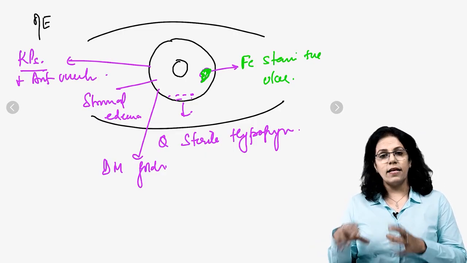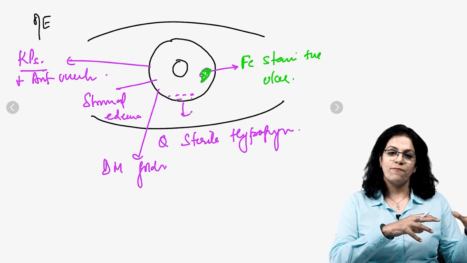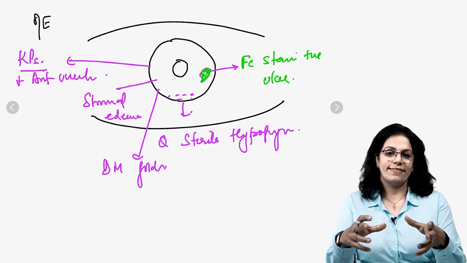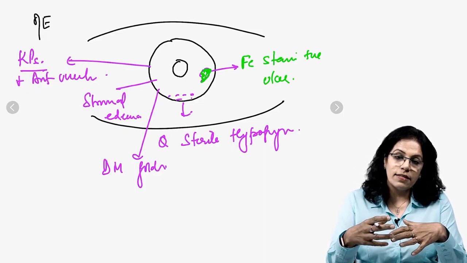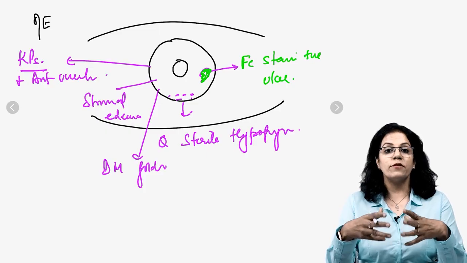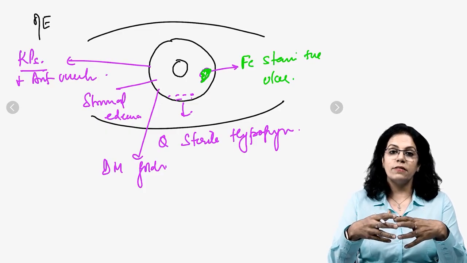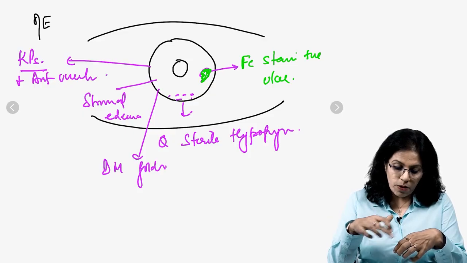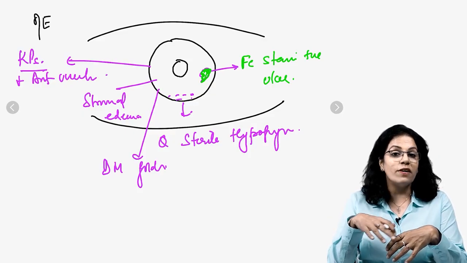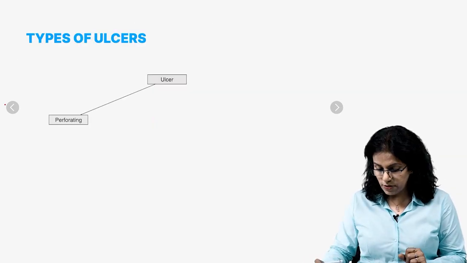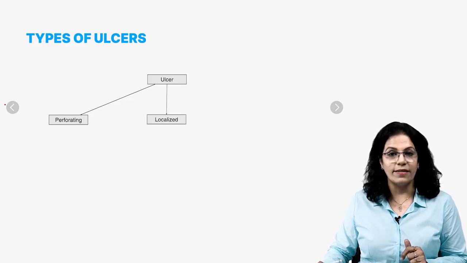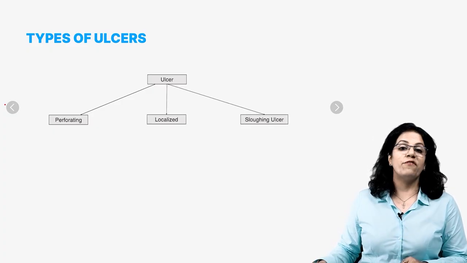Now, this ulcer can have three progressions. Either when you are treating, it heals and it forms a scar which is called corneal opacity. Second, what can happen? It can cause thinning of the cornea and perforation. And third, what can happen? It is so virulent, it eats up the whole cornea. That is sloughing corneal ulcer. Okay? So, let's talk about what can be the three courses or types of ulcers. One is perforating, one is localized, and one is sloughing corneal ulcer.